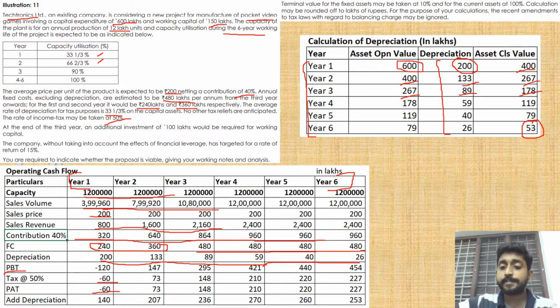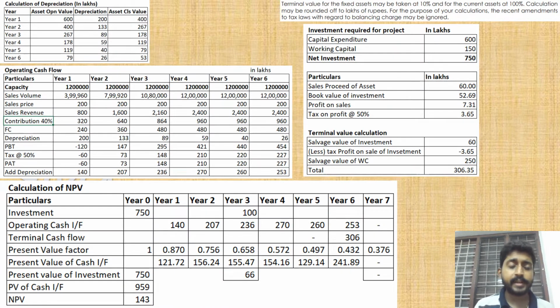Depreciation is a non-cash expenditure, so we have to add back the depreciation to find the cash flow. So the depreciation value is added back to the profit after tax, and you are finding the cash flow for the year. Many students will miss this and take the profit after tax. Please add back the depreciation so that you can find the cash flow. Now remember, this is the cash flow that we will take for the NPV calculation: 140, 207 up to 253. So we will move to the next slide.